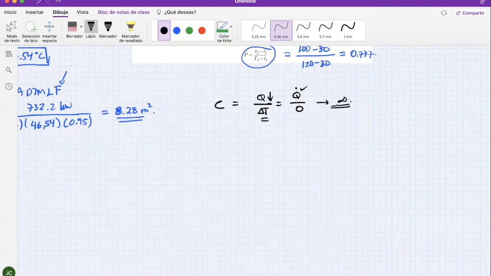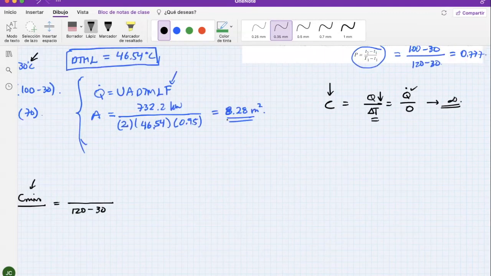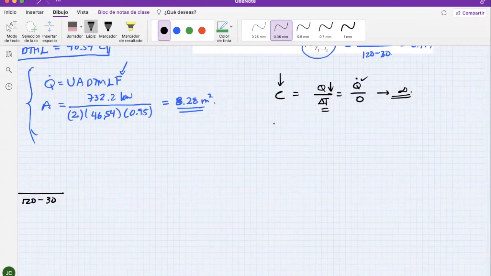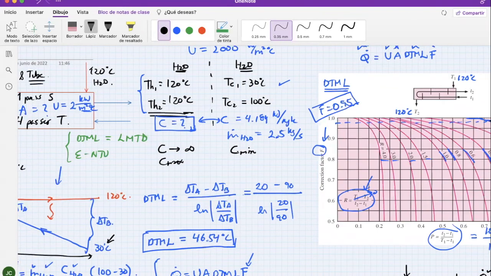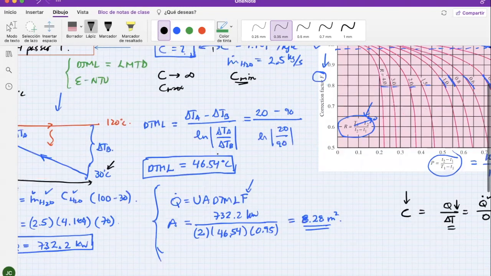Every phase change has this value as infinity. Every substance that is changing phase doesn't have a numerical value of heat capacity, it tends to infinity. Therefore, this one, of course, is not the minimum, it's the highest. So this one is C max, and this one is C min.